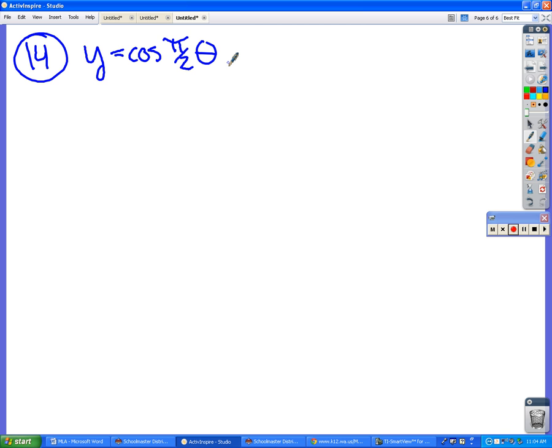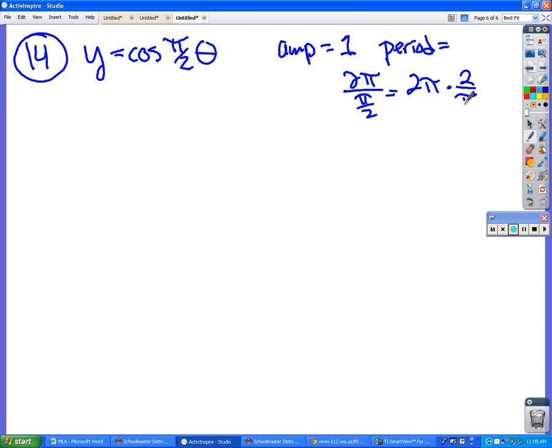All right, so 14 is just the same as the rest of them. Amplitude is 1. Period is a little bit tricky because of that pi over 2 there, but you just have to figure out 2 pi divided by pi over 2. To divide by a fraction, what do you do with the fraction? Multiply by the reciprocal. So it's really 2 pi times 2 over pi. What happens to the pi's? They cancel, and so my period is 4. So pretty sure you can graph that on your own.